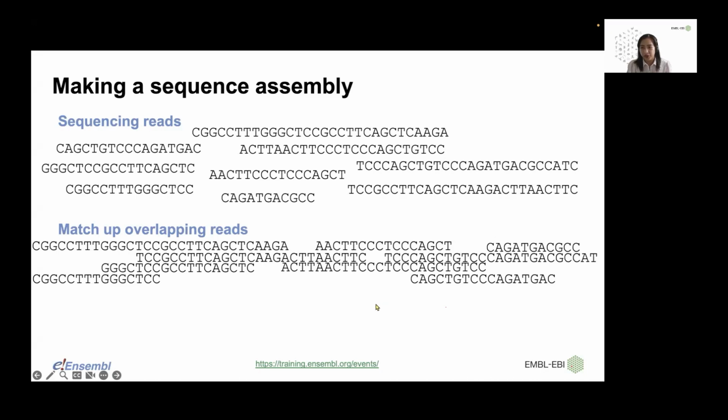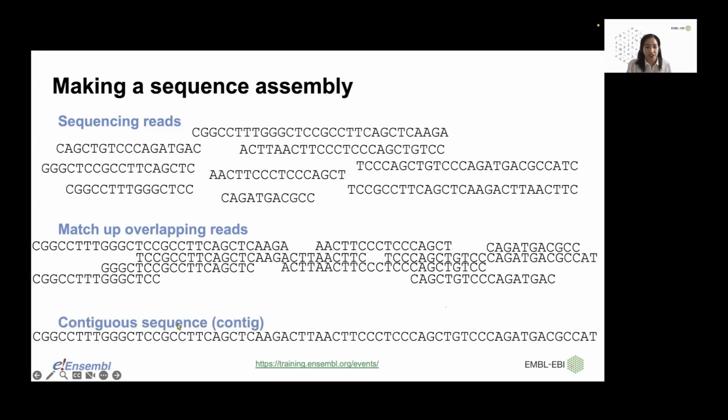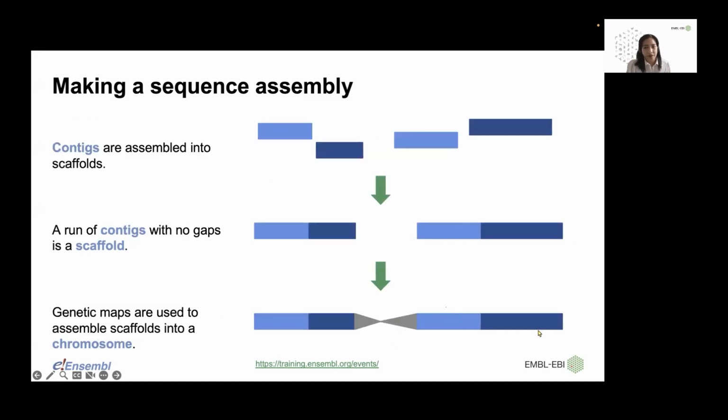And that's how the reads are assembled. So what this makes up is a contiguous sequence. This is also called a contig. And a contig is just a consensus region of DNA. These contigs are then assembled into scaffolds. So a scaffold is a run of contigs or an assembly of contigs without any gaps. And then finally, if there is enough mapping information available, scaffolds are assembled into chromosomes.